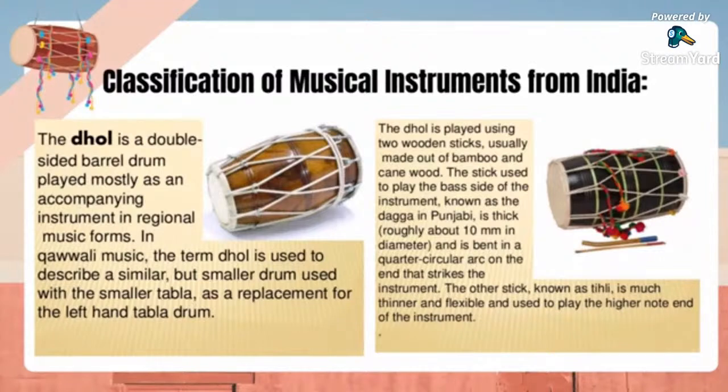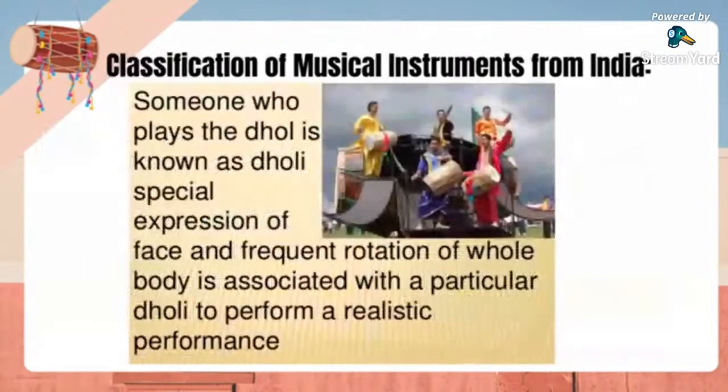The dal is played using two wooden sticks, usually made out of bamboo and cane wood. The stick used to play the bass side of the instrument, known as the daga in Punjabi, is thick, roughly about 10 millimeters in diameter, and is bent in a quarter circular arc on the end that strikes the instrument. The other stick, known as tilai, is much thinner and flexible and used to play the higher note end of the instrument. Someone who plays the dal is known as tholai. Special expression of face and frequent rotation of whole body is associated with a particular tholai to perform a realistic performance.